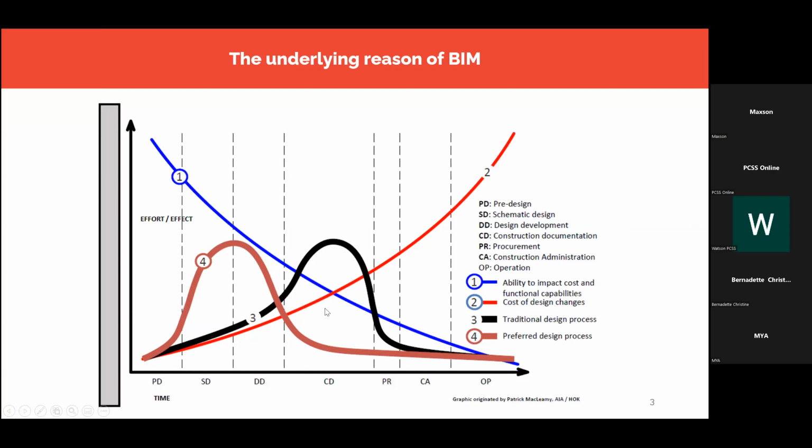Why? Because we know that our ability to change the building function, and the cost of these changes, are low during the early stage. So why not focus more on the early stage instead of rushing the project or rushing the design work during the construction stage? So ladies and gentlemen, that is the underlying reason of doing BIM. This is the main reason. We want to improve the construction design. That's why we adopt BIM.